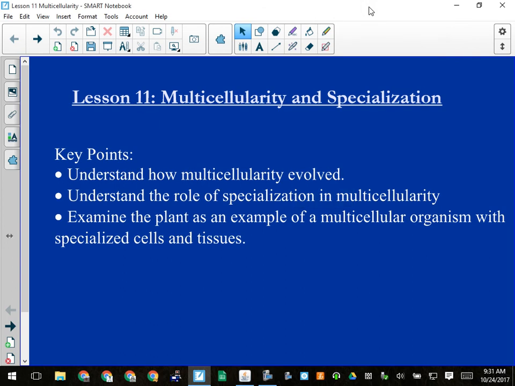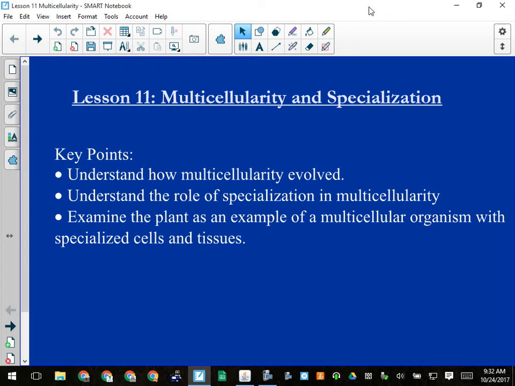All right, so we're essentially done talking about single cells. Well, tomorrow we're going to do something about the size of single cells, but we're essentially done getting taught about single cells. Now we're going to look at cells cooperating, cells working together as a fully functioning multicellular organism.